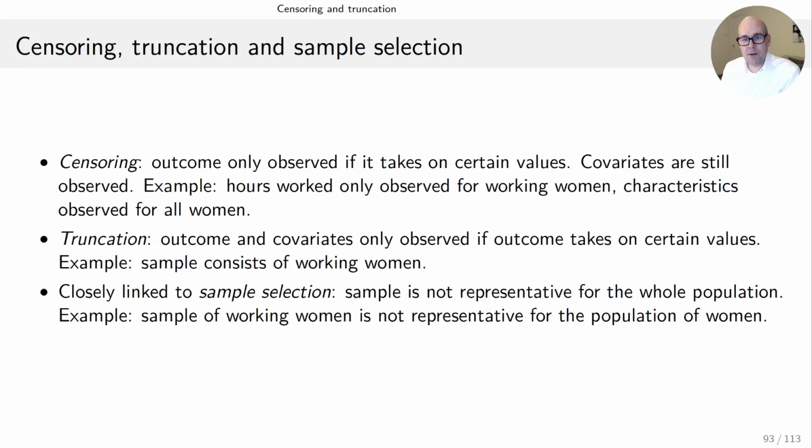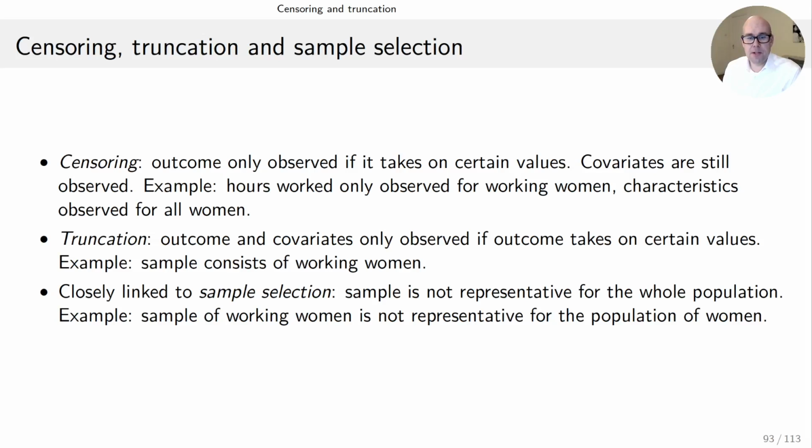So an example is hours worked are only observed for working women, and the characteristics would be observed for all women. Or I could have a case of censoring when income is not recorded if it is above a certain threshold value, but I would still know that it is above that value, and I would still observe characteristics of individuals.